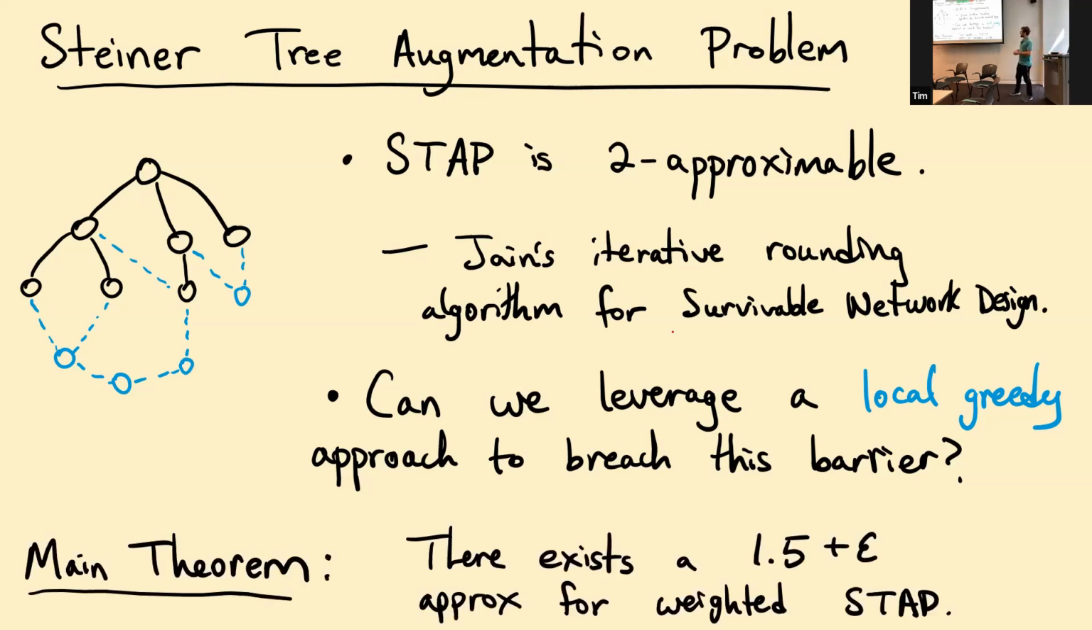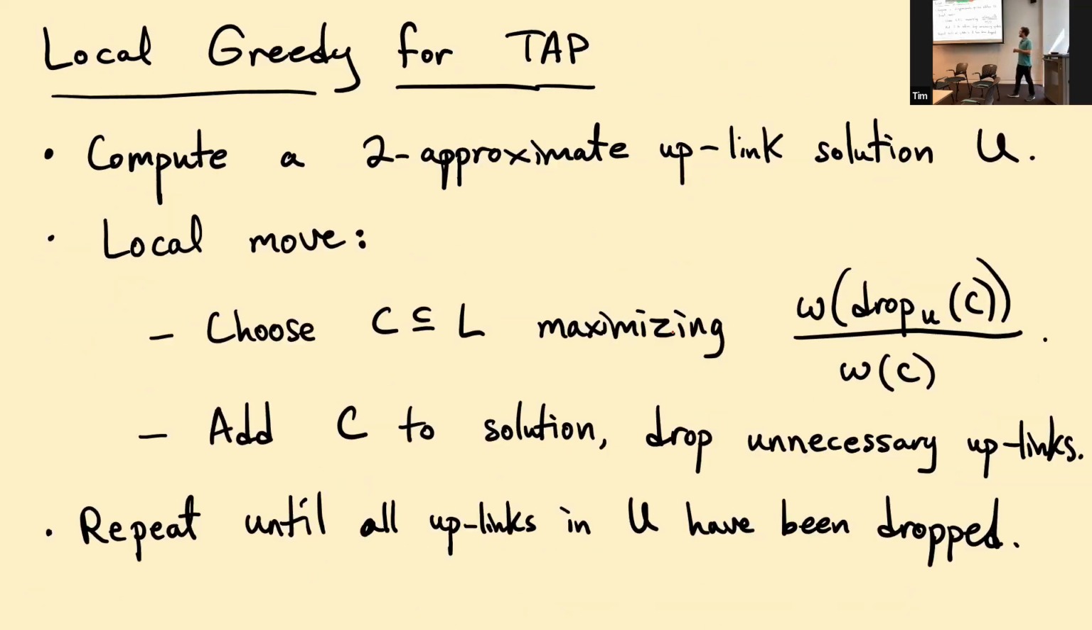So we basically do this. We match the results for the tree augmentation problem for the generalization of the Steiner tree augmentation problem using the local greedy algorithm. I will explain a bit of how we do that. First, it would be helpful to go over a bit of how the local greedy algorithm works in just the tree augmentation problem, and then talk about what hurdles come up when you're dealing with Steiner graphs.